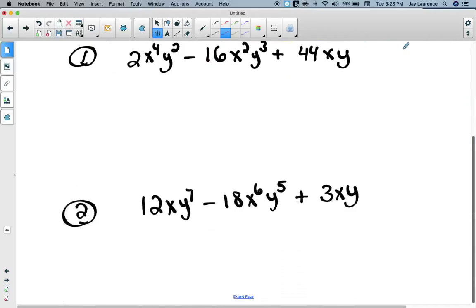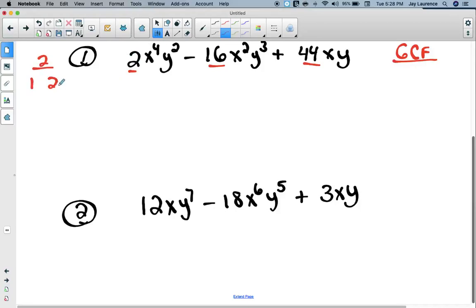All right, I'm going to find the GCF of 2x to the 4th y squared minus 16x squared y cubed and 44xy. Well, the GCF of 2, 16, and 44. I see some people doing some ridiculous things, writing out all the factors of 16, all the factors of 44. You can do it that way, but it takes forever. I'm going to pick the number with the least number of factors, and sure enough, 2 is going to have the least number of factors. The factors of 2 are 1 and 2.